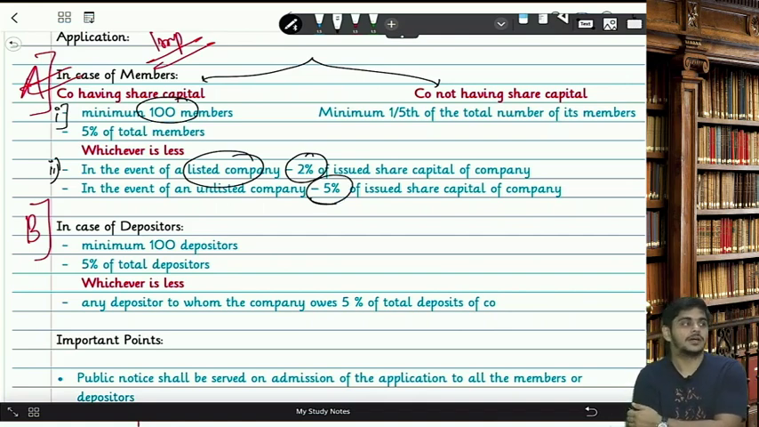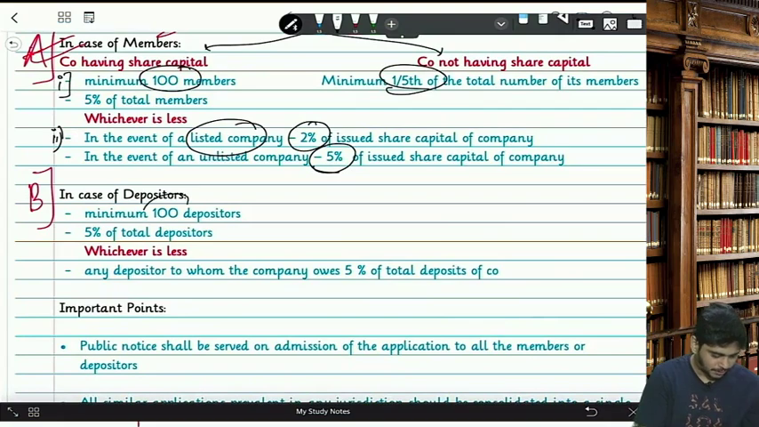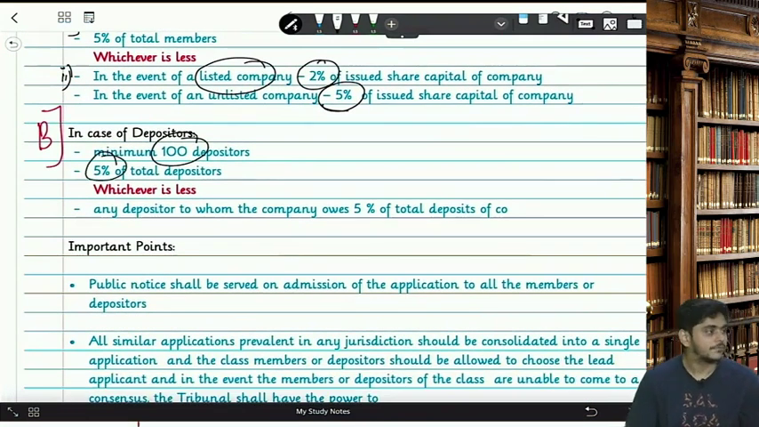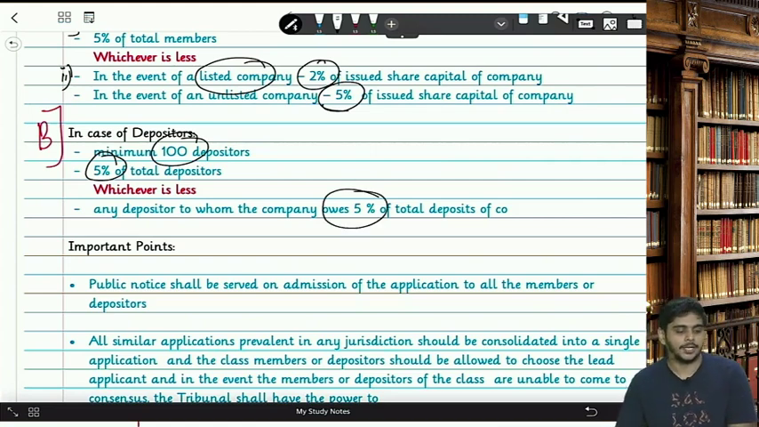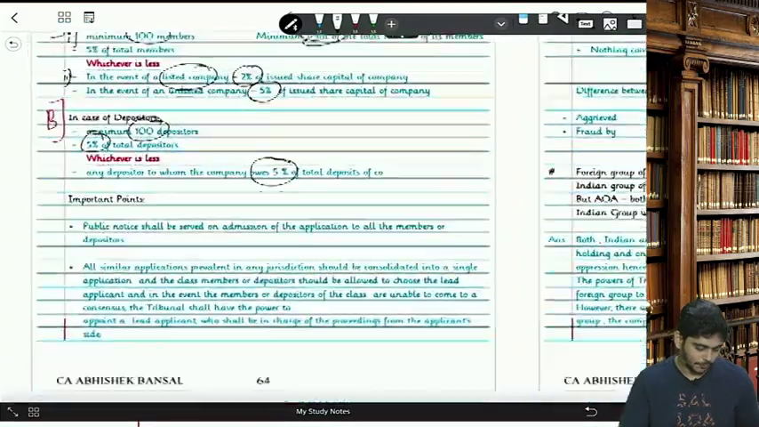वहाँ पर अपन ने क्या सीखा था? 100 members or 1/10 of total number of members, whichever is less. यहाँ पर क्या बोल रहे हैं अपन? 100 members or 5% of total number of members, whichever is less. Guarantee में same 1/5 of total number of members. उधर सीखा था members holding 1/10 of issued share capital of company. यहाँ पर in case of listed 2%, in case of unlisted 5%. ठीक है? Depositors में almost same ऊपर जैसा, minimum 100 depositors or 5% of total number of depositors, whichever is less, or any depositor to whom the company owes 5% of the total deposits of the company. So guys, this is amendment. ध्यान रखना.